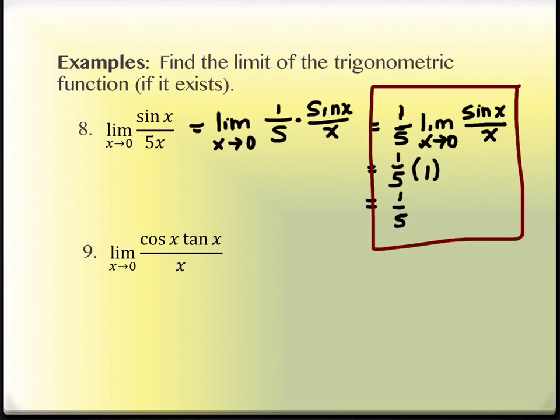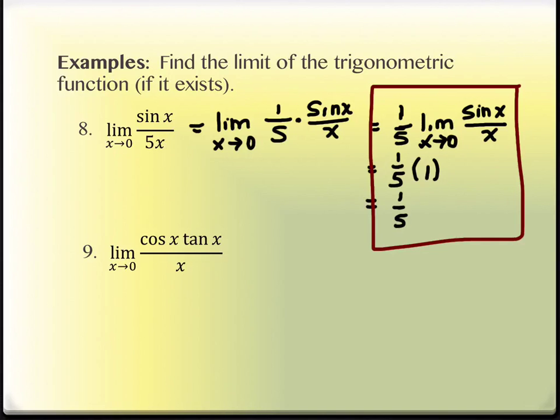Number 9. Taking a look at that one. What happens when I plug 0 into that one? I get 0 over 0. The cosine of 0 is 0. The tangent of 0 is actually also 0, and then I have 0 in the denominator. I've got zeros everywhere. It's all not good, right? Any ideas about what we might want to do to simplify this, though?